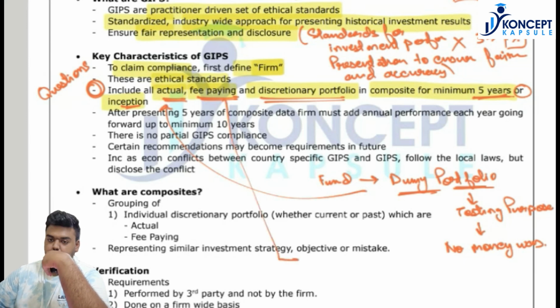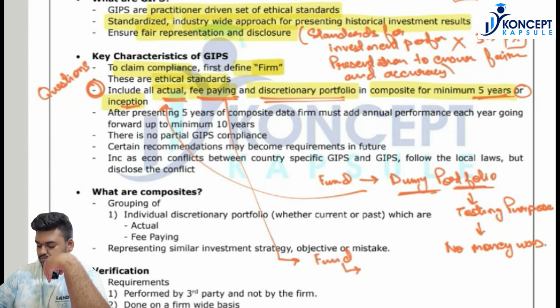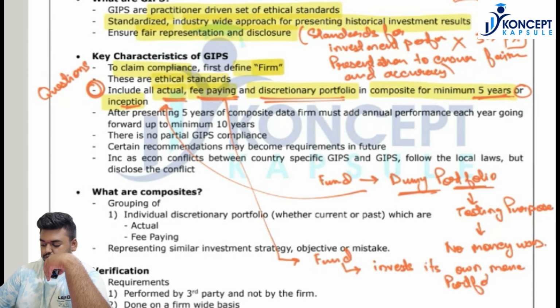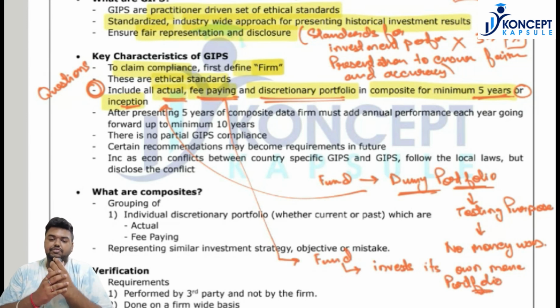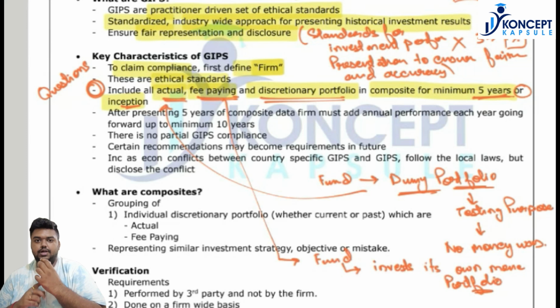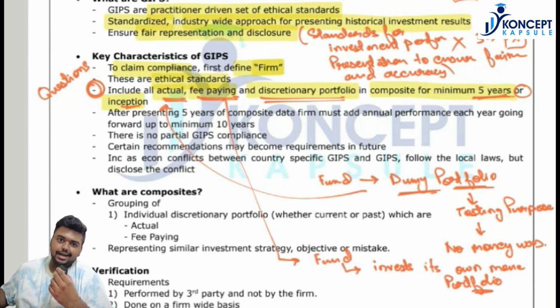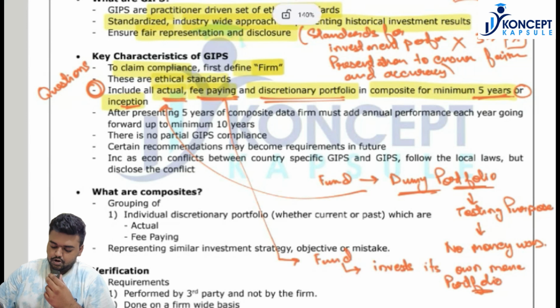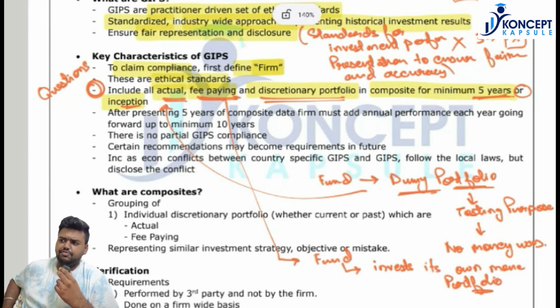Second, fee paying. Suppose the fund invests its own money and creates a portfolio. So when the fund is investing its own money and not the investor's money, do you think they will pay any fees? Do you think they will receive any fees? No. Hence, they are non-fee paying portfolios. Again, non-fee paying is not a part of my GIPS performance.